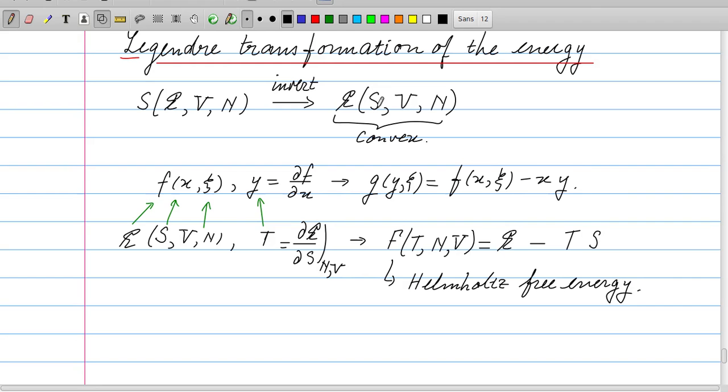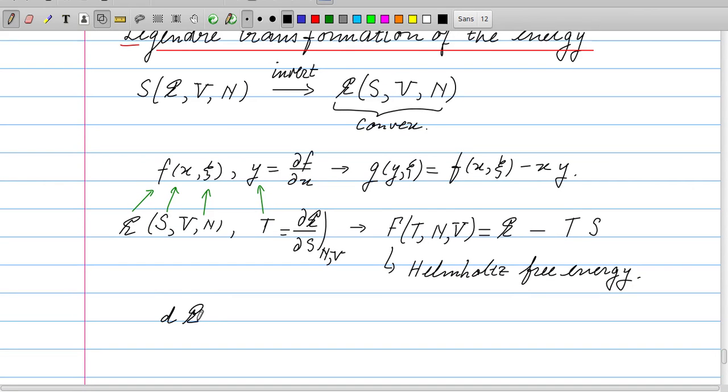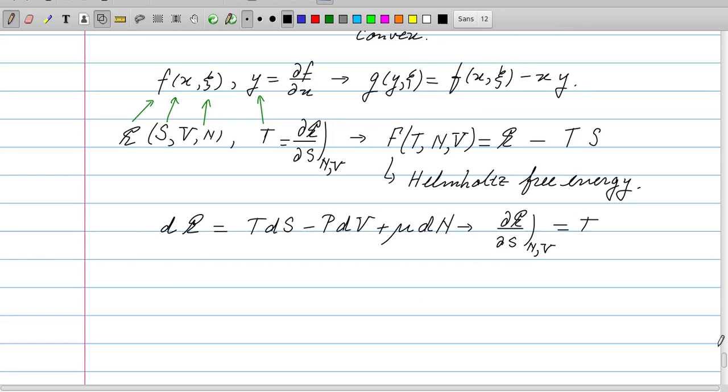Now recall that the energy as a function of S, V, and N is a very useful function. We had the first law, which says that dE is T dS minus P dV plus mu dN. And from this we can infer the following rules. dE/dS at constant N and V is the temperature. We have that dE/dV at constant S and N is the pressure, in fact it's minus the pressure. And dE/dN at constant S and V gives me mu.